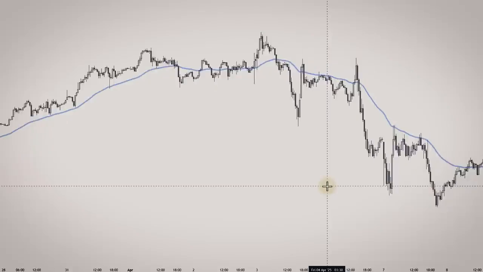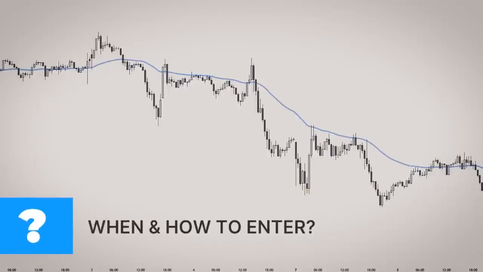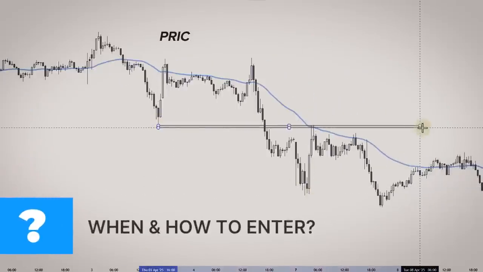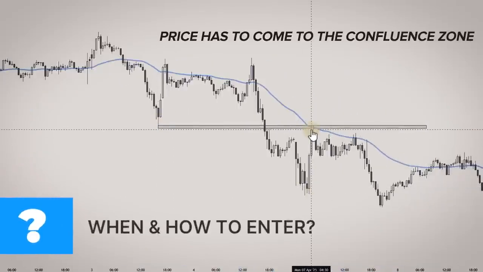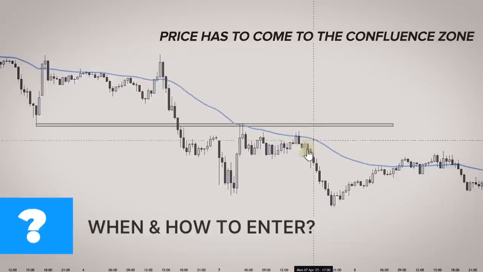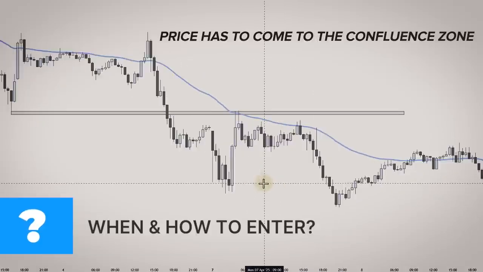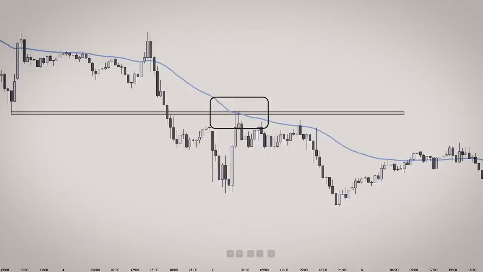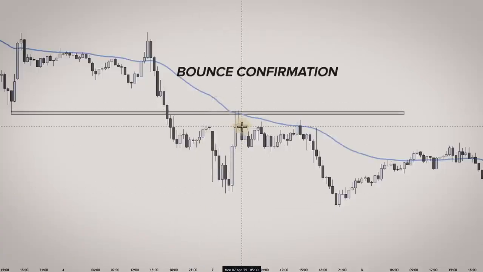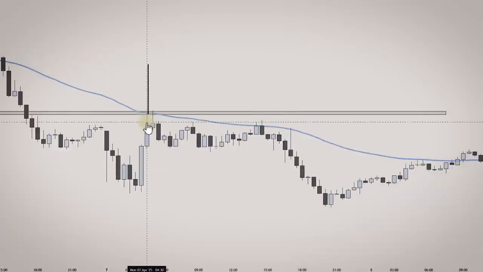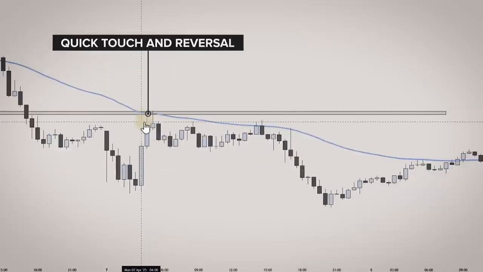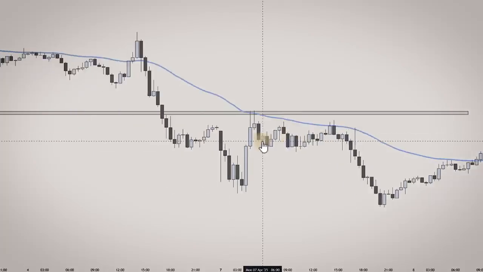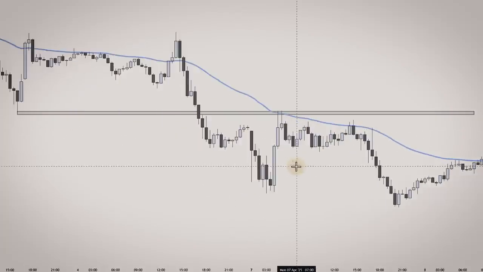Let's get precise about when and how to enter these trades. First, price has to come to your confluence zone. You can't chase price to the zone. You have to let it come to you. Once price reaches your confluence area, you wait for the bounce confirmation. You need to see price reject the zone and start moving away from it. A quick touch and reversal is what you're looking for.